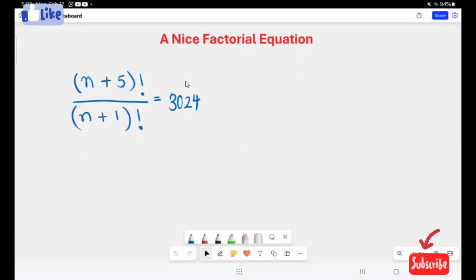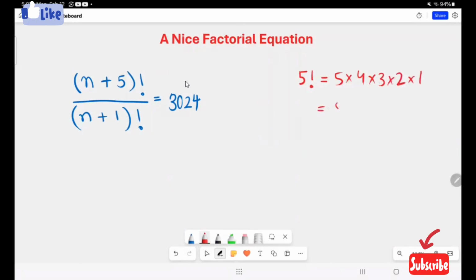Hi, here we have a math factorial equation. Before moving further, I want to recall some points related to the factorial. Factorial is the product of all the positive integers less than or equal to a given positive integer. For example, if I want to write the factorial of 5, I write 5 times 4 times 3 times 2 times 1.